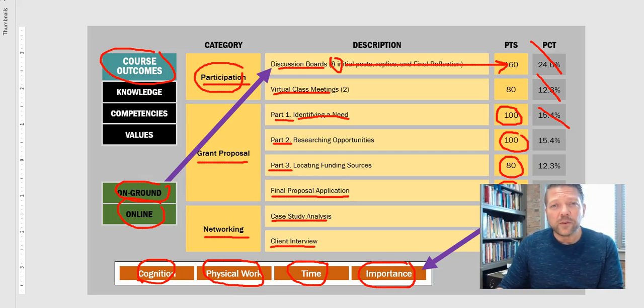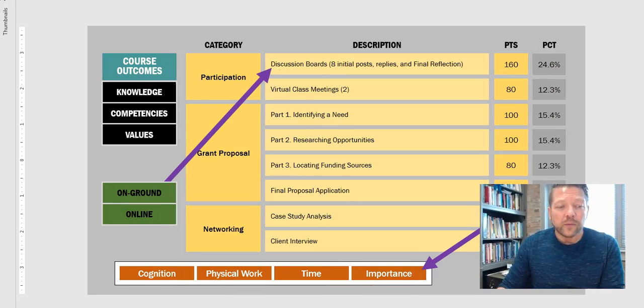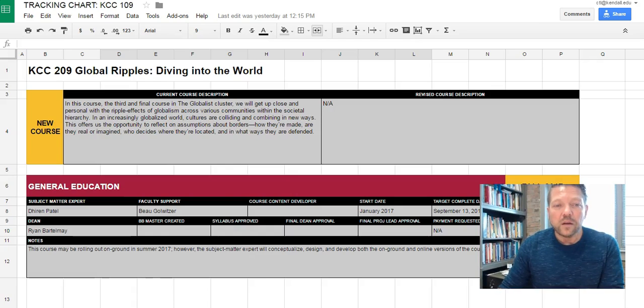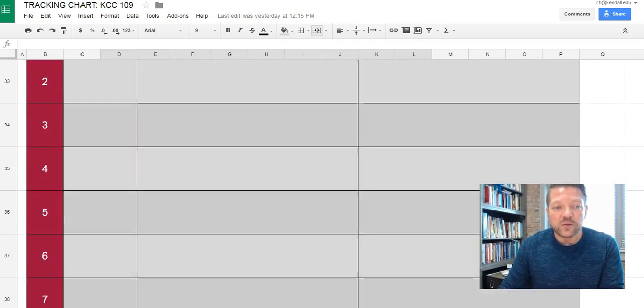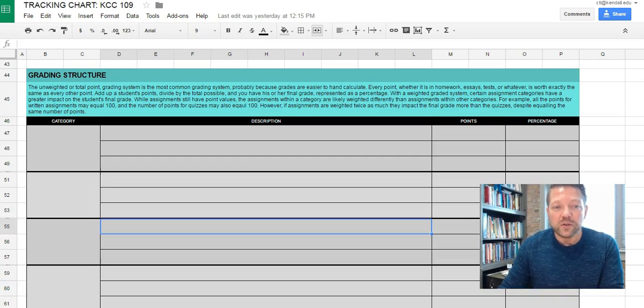Now, as you develop your first version of the grading structure in your tracking sheet, which if you scroll down here, you'll see in the tracking sheet that there's a place for you to put in your grading structure. We know that this will probably change a little bit as you work on your course, but at least it gives us a roadmap, if you will, for how you plan to assess student performance with regards to the learning objectives that you write each week, and then ultimately to the course outcomes that you've identified for the course.